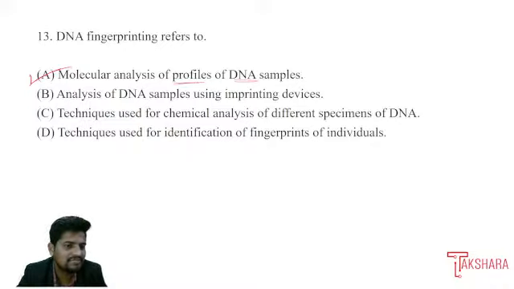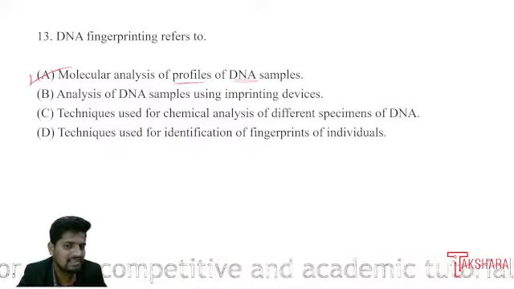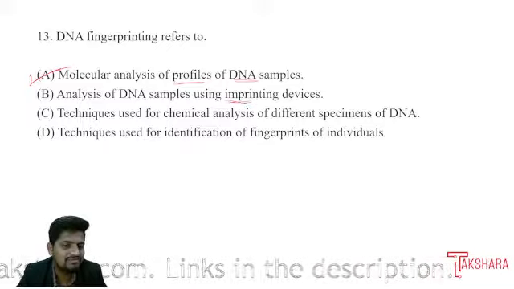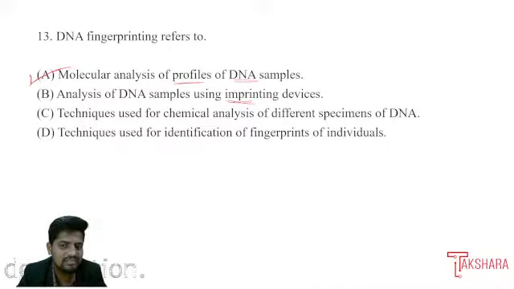And B, look at it: analysis of a DNA sample using imprinting devices. We do not do identification with imprinting devices. And the technique used for chemical analysis of different specimens, DNA specimens, is not being taken. Technique used for the identification of fingerprints of individuals, it says. So both these statements are totally wrong. But option A will be the correct one: DNA fingerprinting refers to the molecular analysis of the profile of a DNA sample only. Okay, so option A will be the correct one for this question.